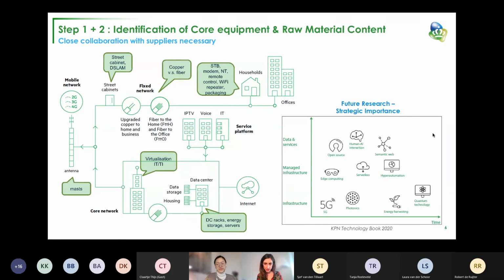And another part is our future research, which is basically my main research focus as part of my work at KPN, is to identify as part of strategic importance for KPN, what are the future technologies and how is our future equipment going to look like. For that, I'm focusing on 5G, photonics, quantum technologies, and edge computing, and analyze, what does the future equipment look like? What will replace the current equipment? And what are the raw material content for that?